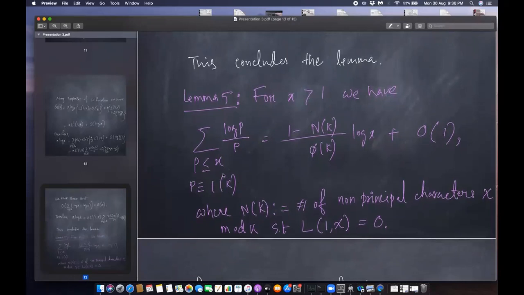So suppose h equals 1, then if we consider this partial sum of this function, we obtain this in terms of log of x plus big O, where this particular number nk is the number of non-principal characters chi modulo k such that L of 1 chi equals 0. And in fact, this will prove that this would be 0. If it is 0, then we're done, because if there is no non-principal character for which L of 1 chi equals 0, then this would be 0. And then this is the exact expression we are looking for.